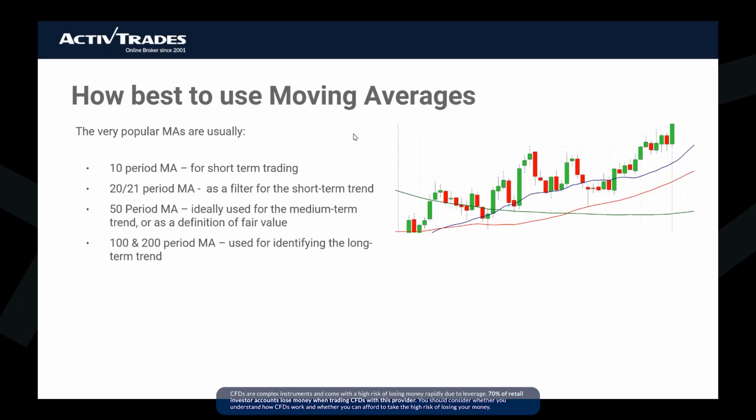The 50 period moving average is one I use a great deal, and that's used for the medium-term trend or as a definition of fair value. That's one of the reasons and ways that I utilize it. It's a definition of fair value in the market.